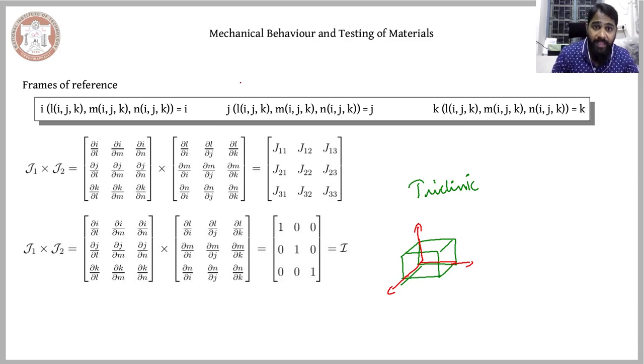In case of triclinic systems, the angles between the crystallographic axes are not equal to 90 degrees. So that factor characterizes our triclinic unit cell.